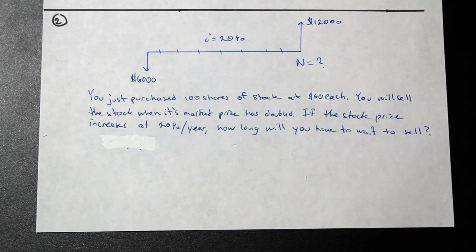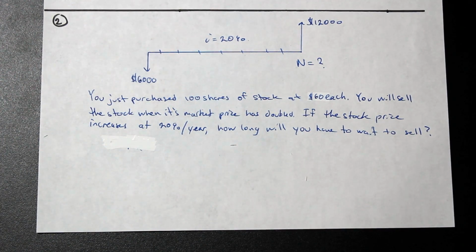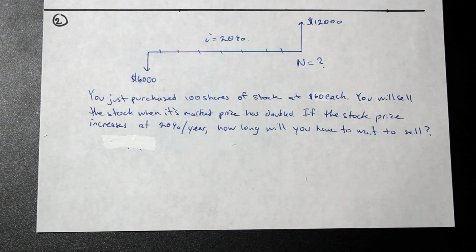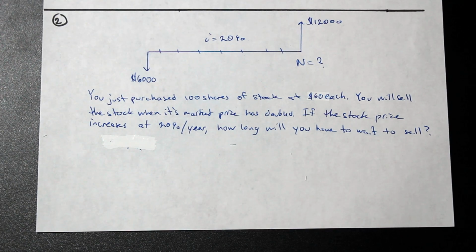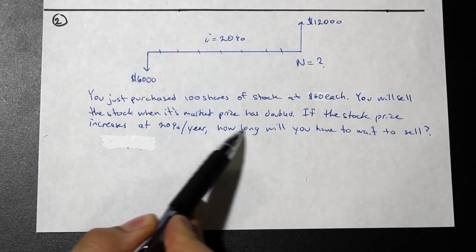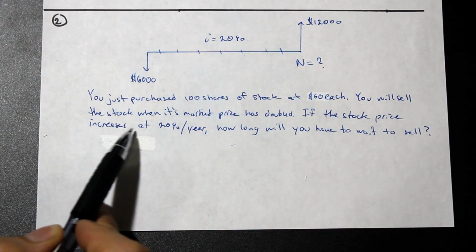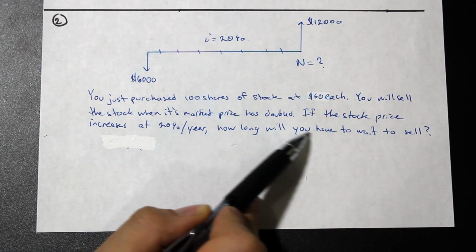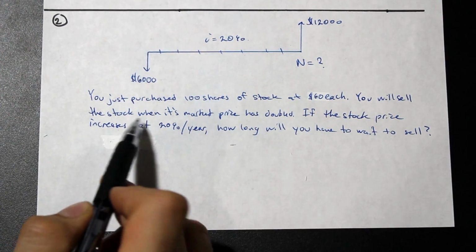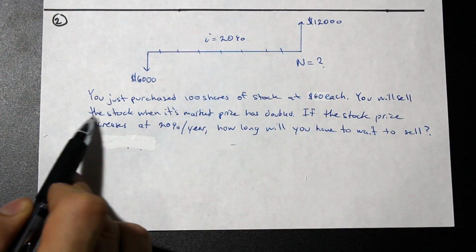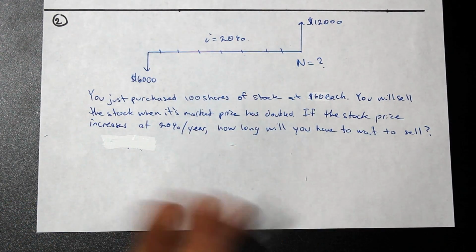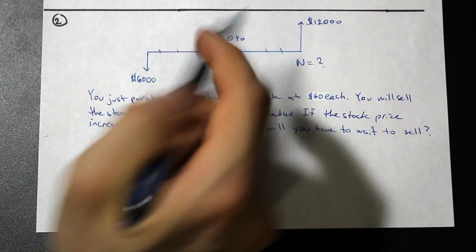You just purchased 100 shares of stock at $60 each. You will sell the stock when its market price has doubled. If the stock price increases at 20% per year, how long will you have to wait to sell? Let's take a look at what the question's asking. If the stock price increases at 20% per year, how long will you have to wait to sell? And you want to sell when the market price has doubled.